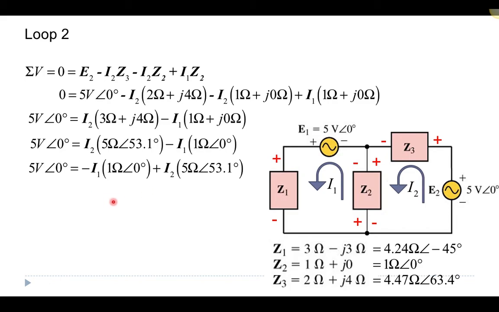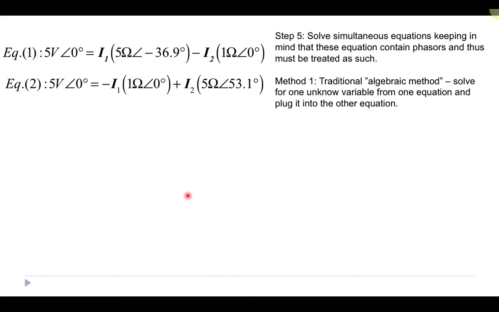Now what I've done is I've just rearranged this so that the current 1 comes first in this expression and the current 2 comes afterwards. So step 5 is to solve these simultaneous equations, keeping in mind that these equations are phasors and have to be treated as such. So method 1 is just to use traditional algebra to solve for the unknown. Unknown is spelled wrong, sorry about that. Variable from one equation and plug it into the other.